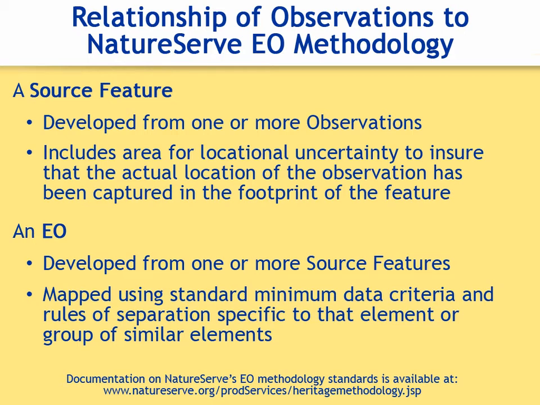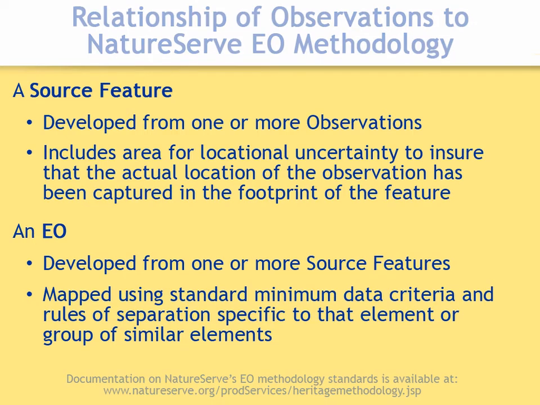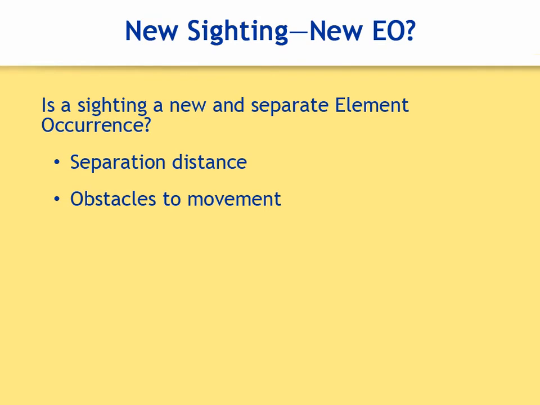There are exceptions to this grouping, in that a few programs map each observation or source feature as a single EO. This is done primarily with extremely mobile animal species, where making the decisions about grouping can be difficult. So how do we decide which source features should get lumped together into one EO and which should constitute distinct EOs? Let's say a program already has an EO for a particular species.